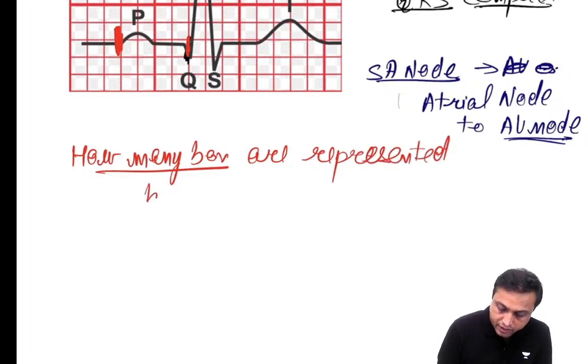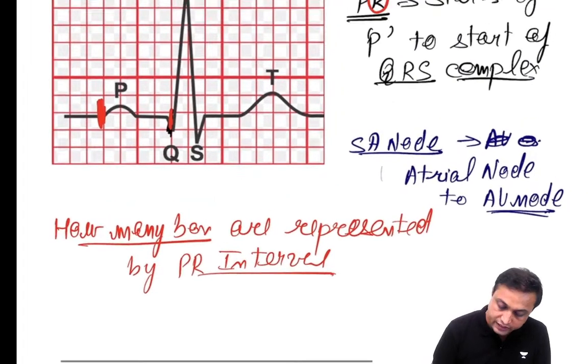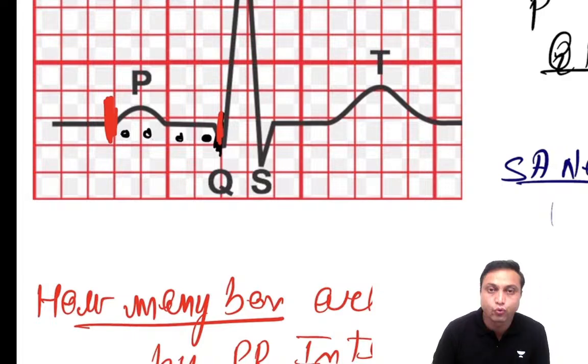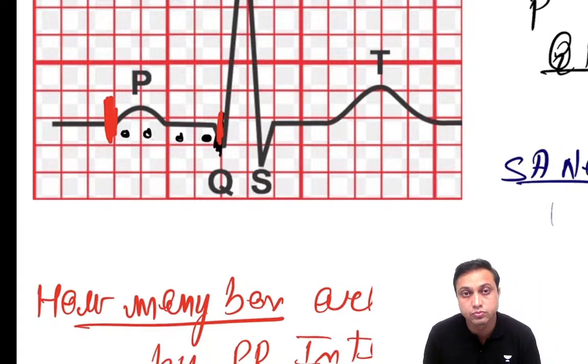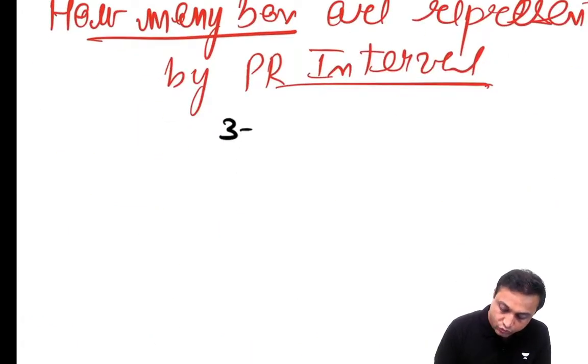How many boxes are represented by the PR interval? How many boxes are represented by this PR interval? Now let's calculate very simply over here. Let's count 1 box, 2 boxes, 3 boxes and 4 boxes. 1 box, 2 boxes, 3, 4. So how many boxes? 3 to 4.